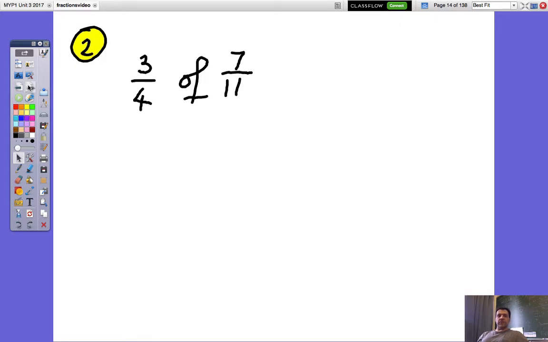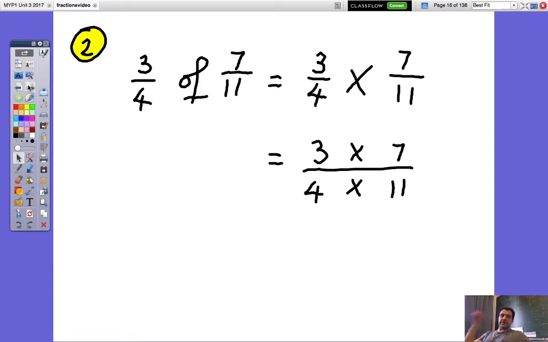Number 2, 3/4 of 7/11. So as I said, when you see the "of", it means times. So that's the same as saying 3/4 times 7/11. Then we just do top times top, 3 times 7, bottom times bottom, 4 times 11, and that gives you 21/44, which can't simplify because 21 and 44 don't have any common factors.